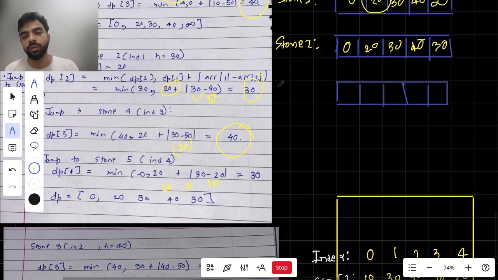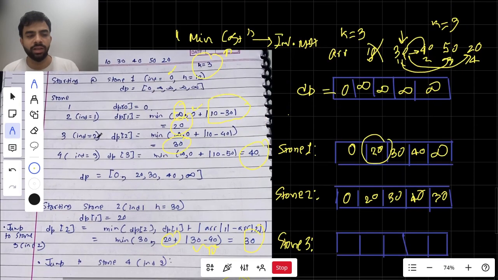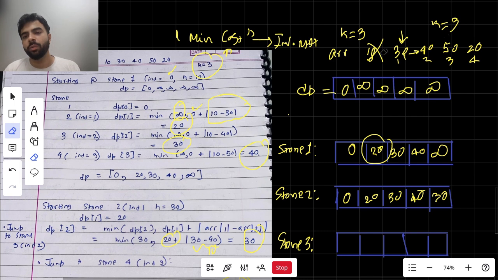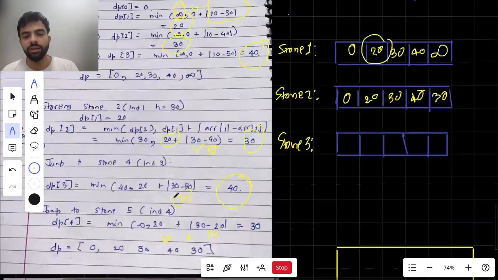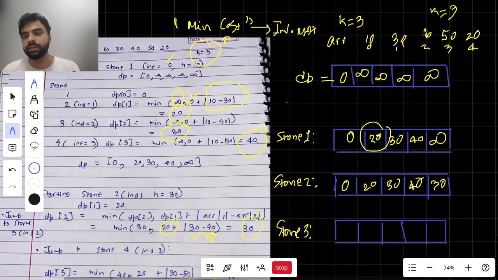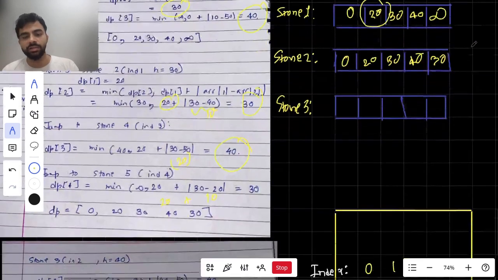Okay, now let us do the final one, which is stone 3. What stone 3 can do is nothing much, as stone 2 has already covered all the possibilities. So let us try to understand what stone 3 can do. Stone 3 is telling that currently you are at this position. From here, there are only two possibilities. You can either go here, which is from 40 to 50, or you can go till the end, which is from 40 to 20. In this case the difference is 10, and in this case the difference is 20.